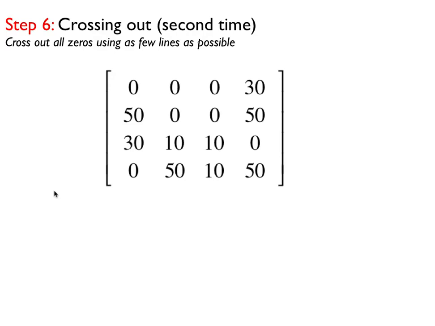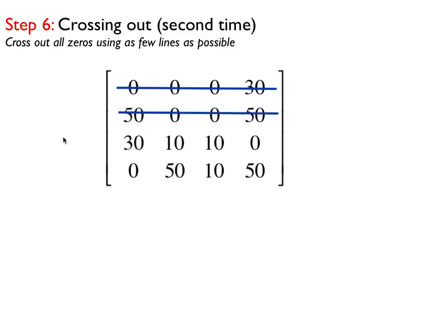Alright, now we try crossing out again, and hopefully this time it will require us to use 4 lines to cross this out, because that'll mean we're done. Again, you cross out so that you can wipe out as many zeros as possible in one hit. So first row would be a good place to start. We cross that one out.